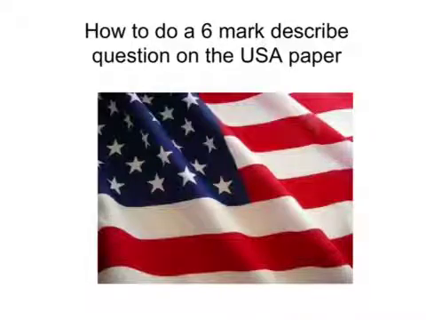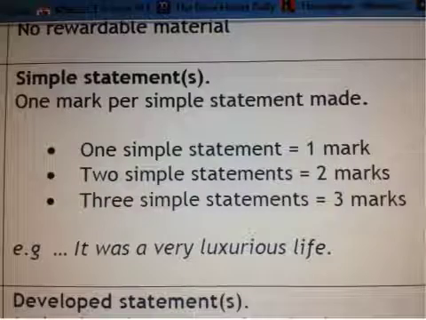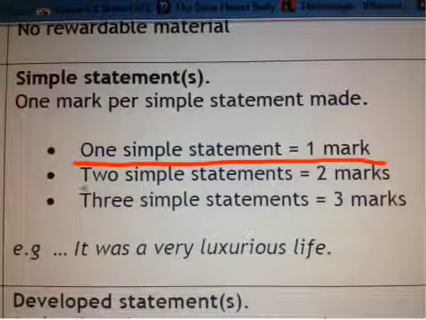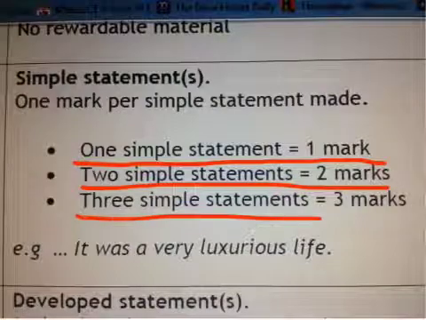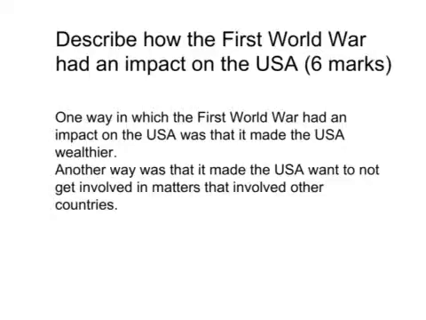Otters here, and this is how to do a 6-mark describe question on the USA paper. Here is the mark scheme, and the question is out of 6. This is the bottom end of the mark scheme. It's very straightforward: 1 simple statement, 1 mark; 2 simple statements, 2 marks; 3 simple statements, 3 marks. So, let's have a look at an answer and see what mark we'd give it.